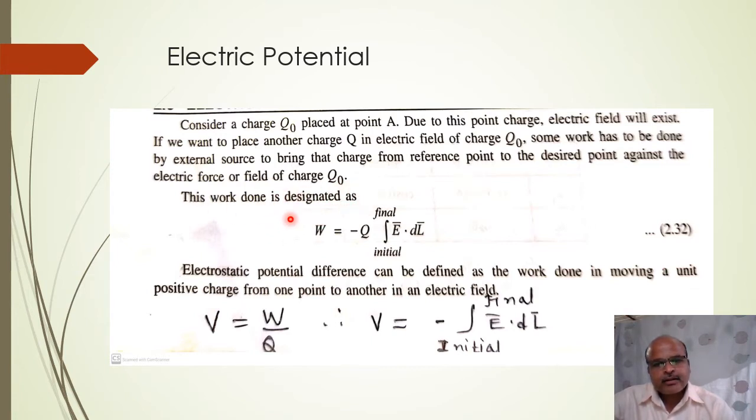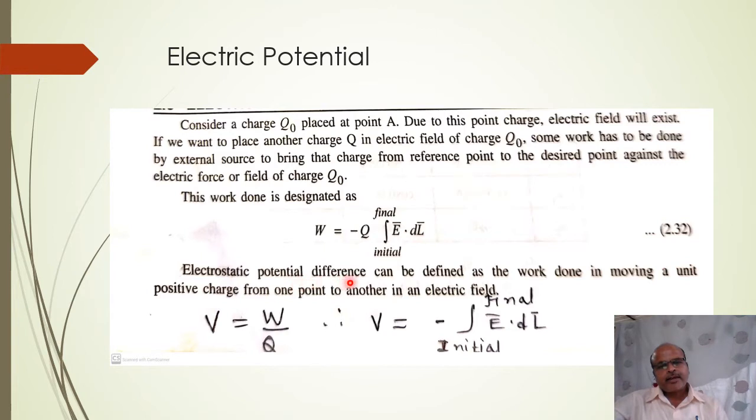For work done, in 12th science we have also studied that the work done formula is given by W is equal to minus Q integral from initial to final E dot dl. So this is the standard formula for work done. That is, if we move from the initial point to the final point, then we get the work done, W is equal to minus Q integral from initial to final E dot dl.